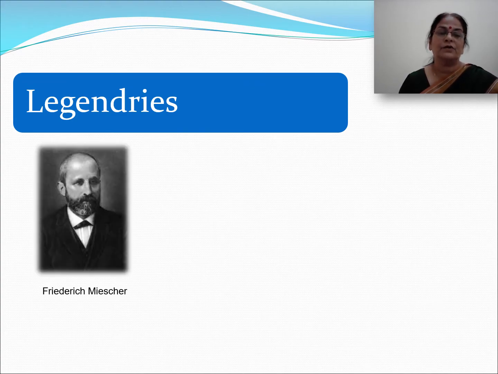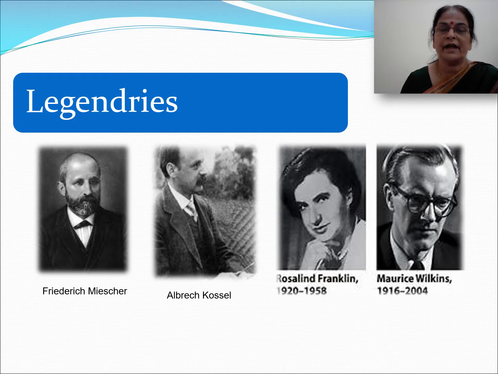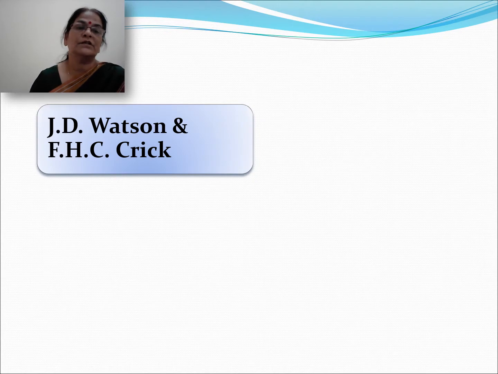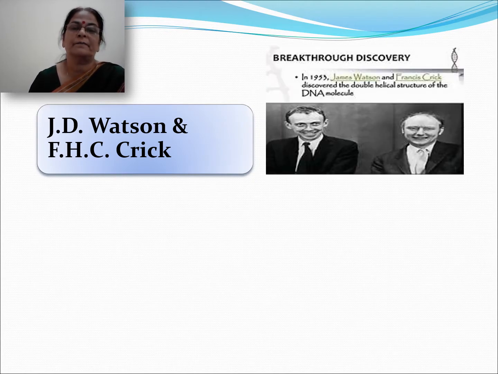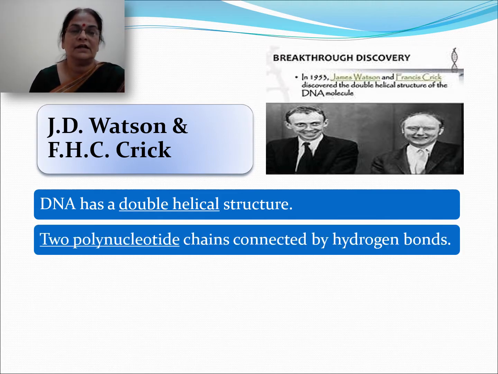Now these are the photographs of it. Students should read about these things. Friedrich Miescher. Then comes the name of Albrecht Kossel, Rosalind Franklin, Maurice Wilkins, and J. Watson and Crick. Watson and Crick proposed the double helical structure of DNA. This structure is made up of 2 polynucleotide chains connected by a hydrogen bond.